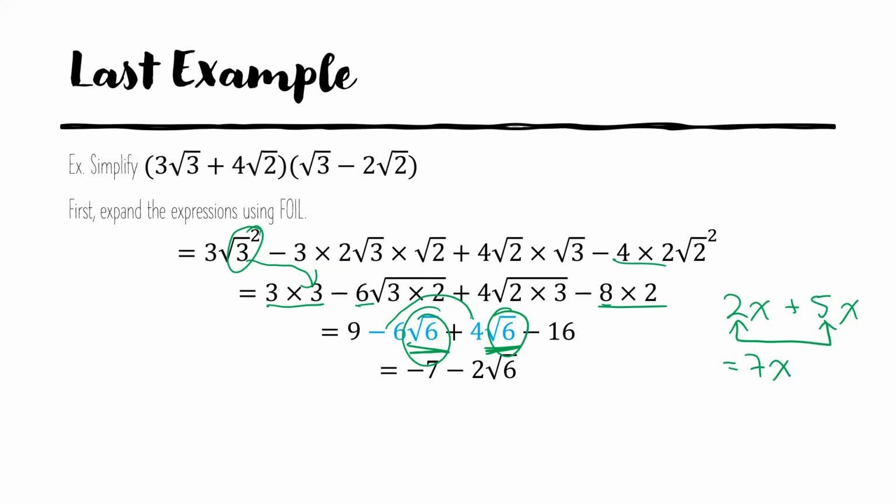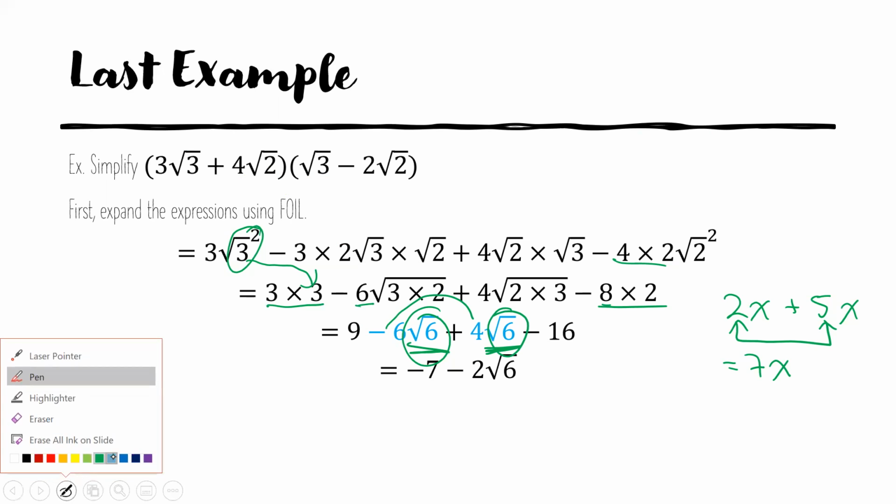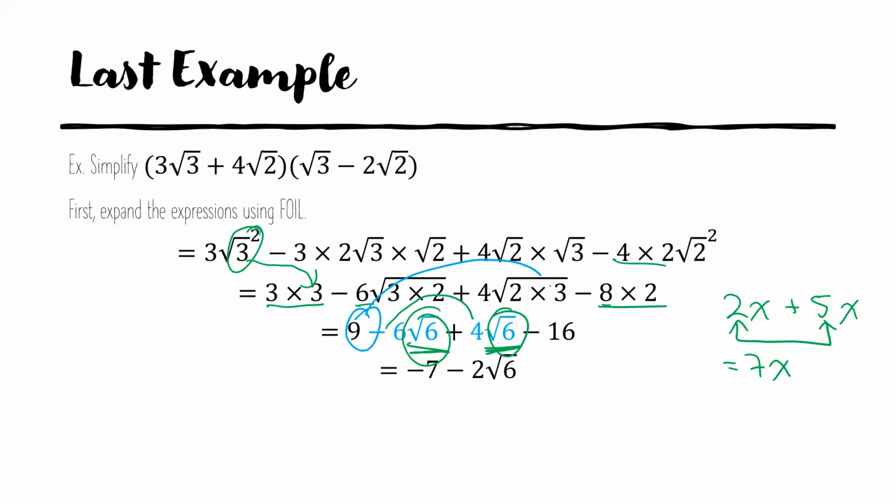By the way, I skipped a step here. How did I get negative 7? This is actually pretty easy. I just didn't show it. I simply take 9 and I subtract 16. So 9 minus 16 ends up giving me negative 7. That's how I got negative 7. And then I subtract off the 2 times the square root of 6.